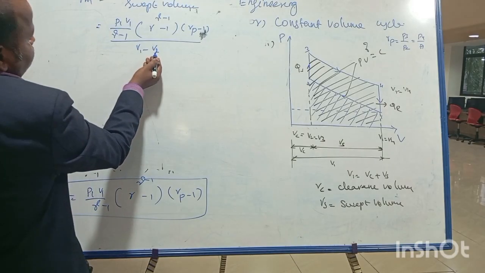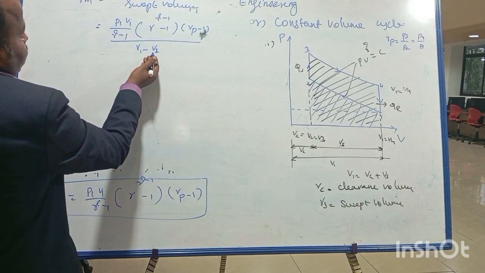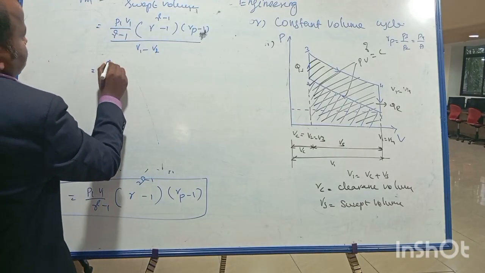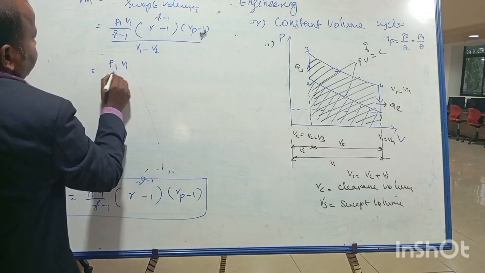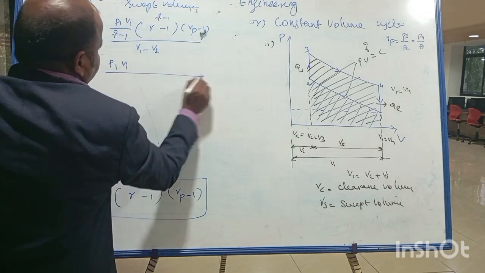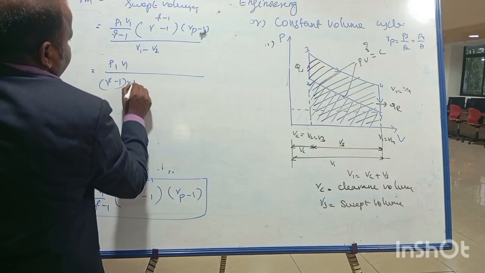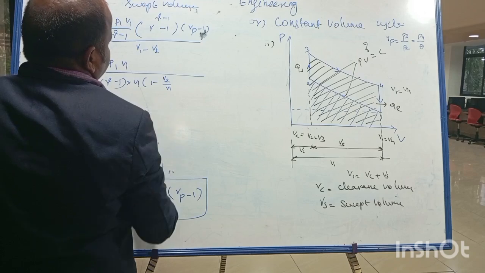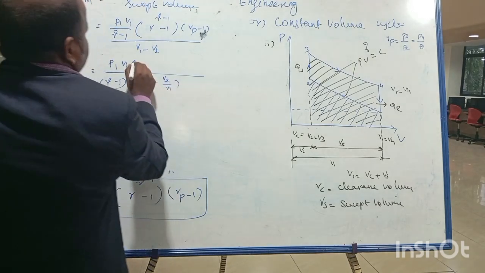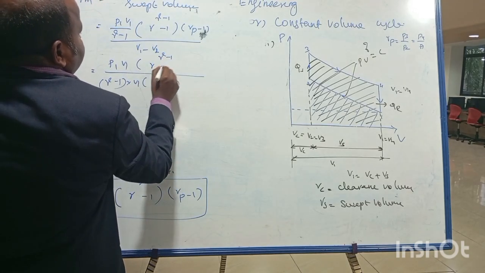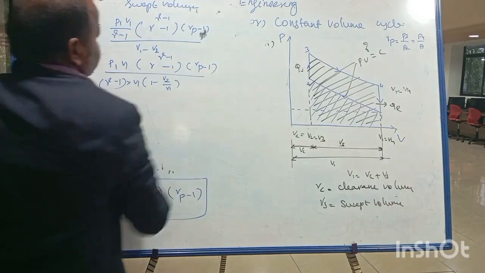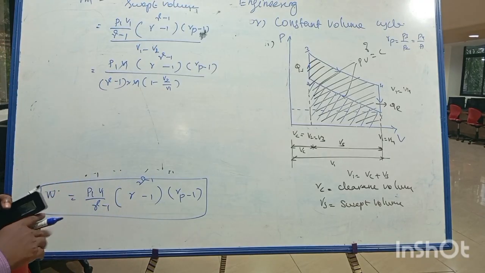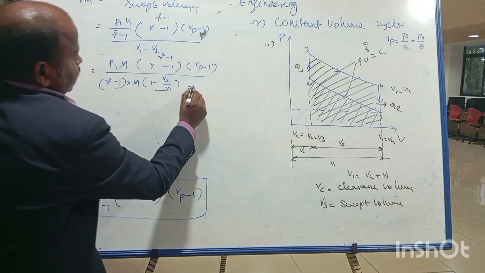Now from this I am going to take V1 as common. V1 divided by gamma minus 1 into V1 times 1 minus V2 by V1. In the numerator we have R power gamma minus 1 into Rp minus 1. So now this V1 and this V1 get cancelled. Now I am going to simplify this equation.